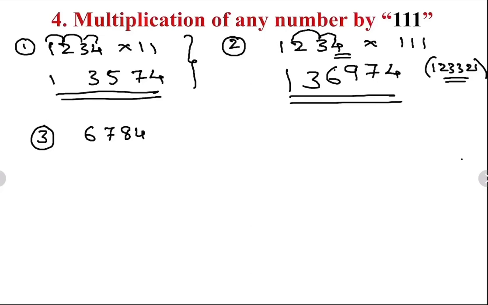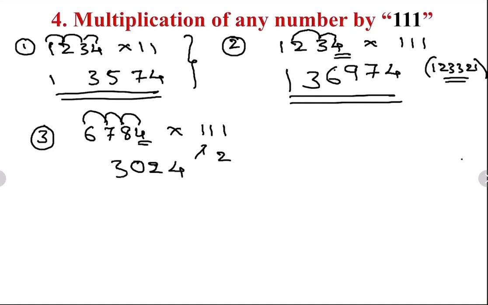6784 is multiplied with 111. Keep 4. 4 plus 8, 12. Keep 2, carry forward 1. 12 plus 7, 19 plus 1, 20. 0 keep, 2 carry forward. Leave 4. Then 8 plus 7, 15. Sorry, 6. 15 plus 6, that is 21 plus 2, 23.